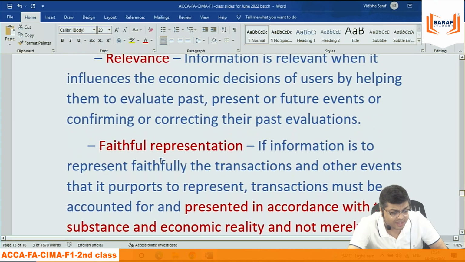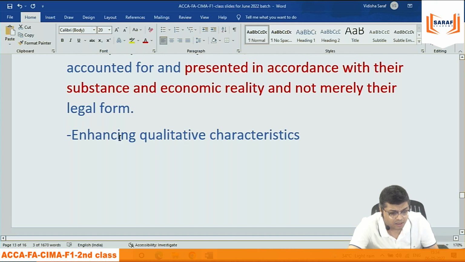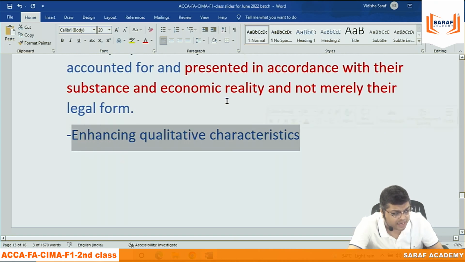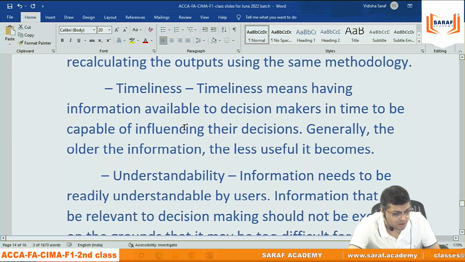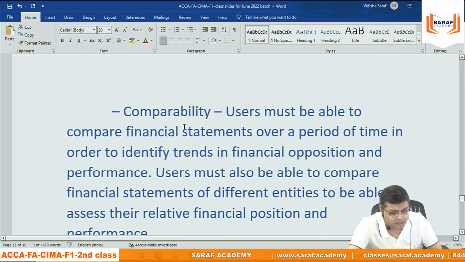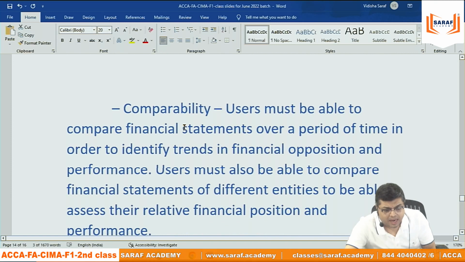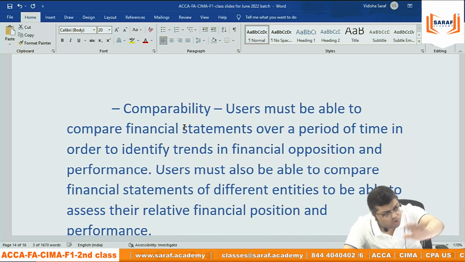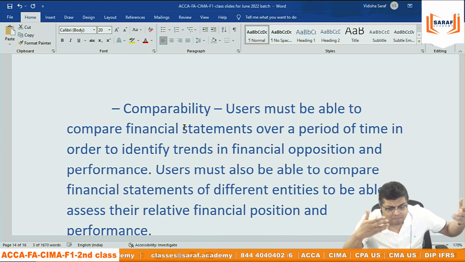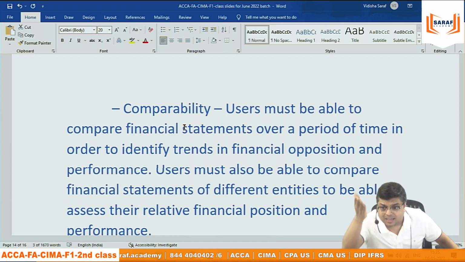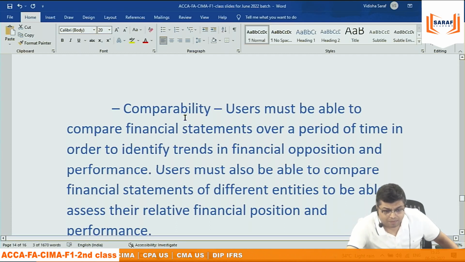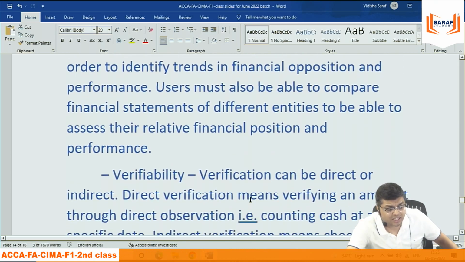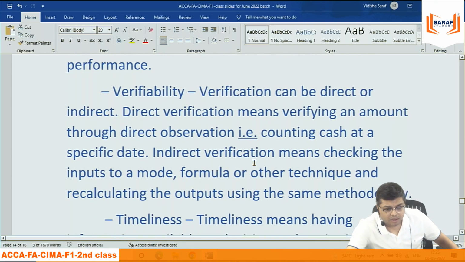These are treated as fundamental qualitative characteristics, relevance and faithful presentation. But there are others for enhancing qualitative characteristics. Enhancing qualitative characteristics: comparability, verifiability, timeliness, understandability. Comparability. If I am preparing the PL account, balance sheet, summary in a different way, and you are preparing in a different way, how will we compare? How will the shareholder decide where they should invest? How will any users be able to take decisions? So the financial statement should be prepared following the same principles, same guidelines, so that they can be compared with each other.